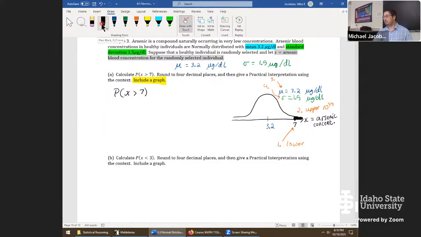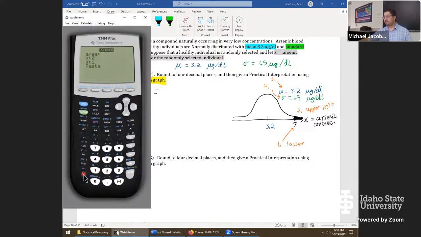Let me put it equals here and let's see what we get. We're rounding to 4 decimal places, and this is pretty typical for this kind of problem. So back to the calculator.